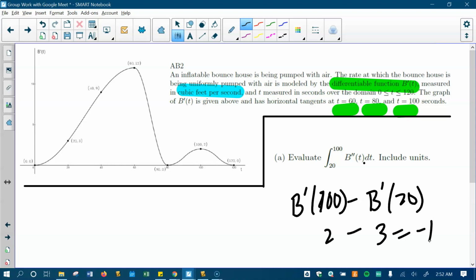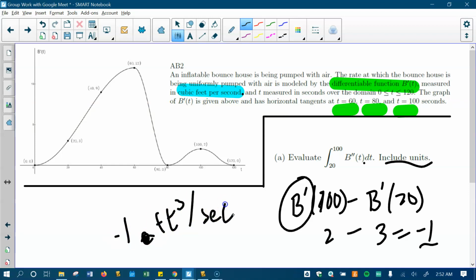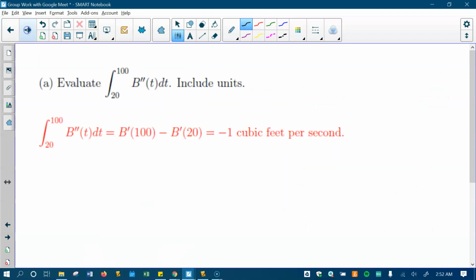But again, they didn't ask for interpretation. They just asked for units. And we know the units because we know it's b prime, and b prime is cubic feet per second. So our answer here is negative 1 cubic feet per second. Okay, there's your answer. Number 2. That was a short one.